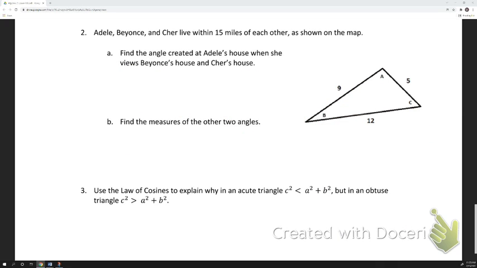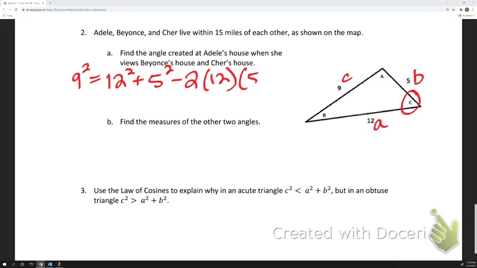Okay, let's just start by finding an angle. Which angle do you want to find first? C? Sure. We'll find angle C. So we're going to use the same equation we just used. So 9 is little c, 12 is little a, and our little b is 5. Are we good with that? Okay, so now we're going to set this up. 9 squared equals our a squared plus our b squared minus 2 times our a times our b times the cosine of our unknown angle c.